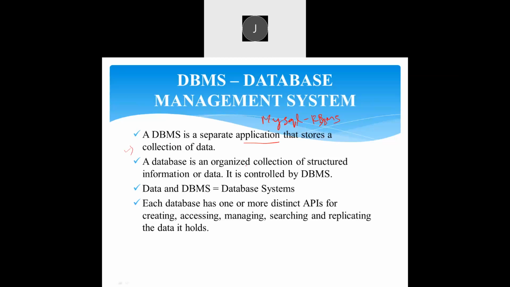A database is an organized collection of structured information or data, as I have told, and it is controlled by the DBMS. This DBMS means the system, because it will not be a plain application. It should also be controlled by some user and all. So all those pieces will be present, and we can collectively call it a database management system. Data plus database management system is the database system. This is fine. And each database can have one or more distinct APIs for creating, accessing, managing, searching and duplicating.